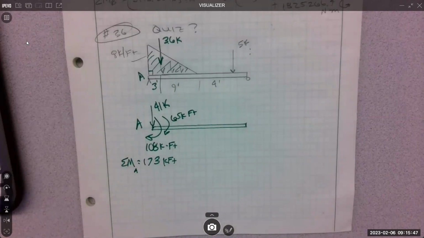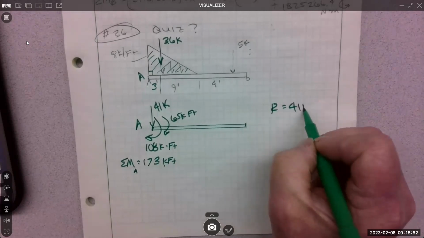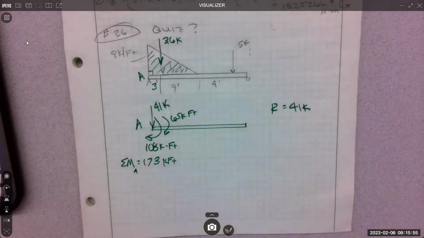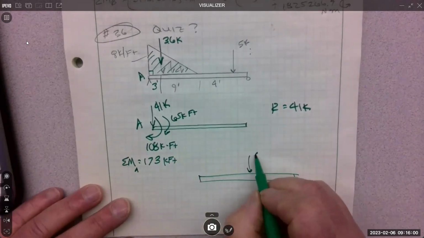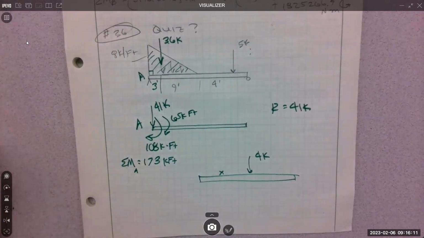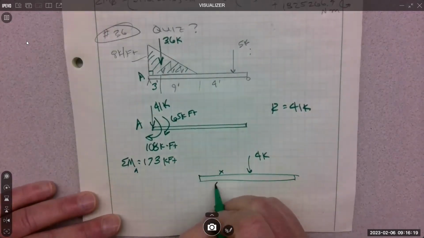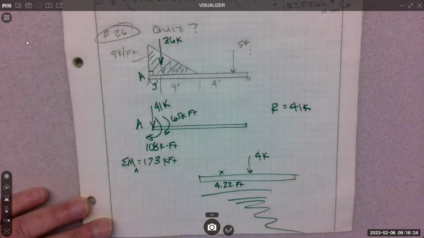How much is the resultant? What's the magnitude of the resultant? R equals 41K. And then now we just need to know where it's at, because here's my beam. R is out here somewhere, 41K. We just need this X distance. Take the moment, divide it by the 41. 173 enter 41, divide, 4.22. Done.